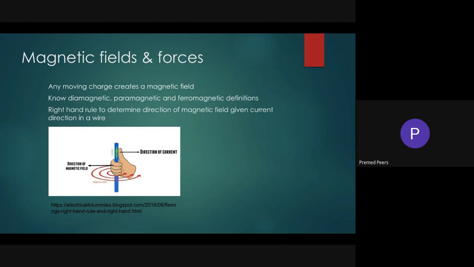So the things relevant about magnetism to these different types of magnetic materials is that diamagnetic materials are repelled by a magnetic field. Paramagnetic materials are weakly attracted by an external magnetic field, and ferromagnetic materials are strongly attracted to a magnetic field.